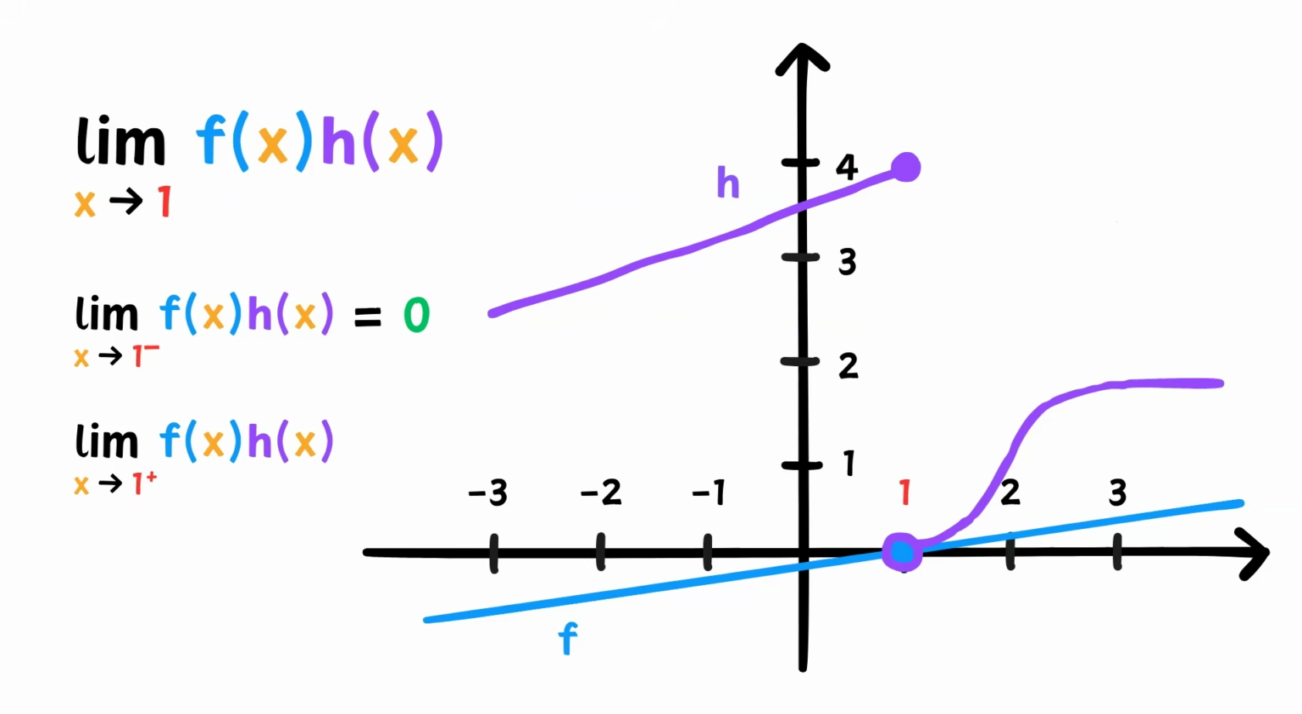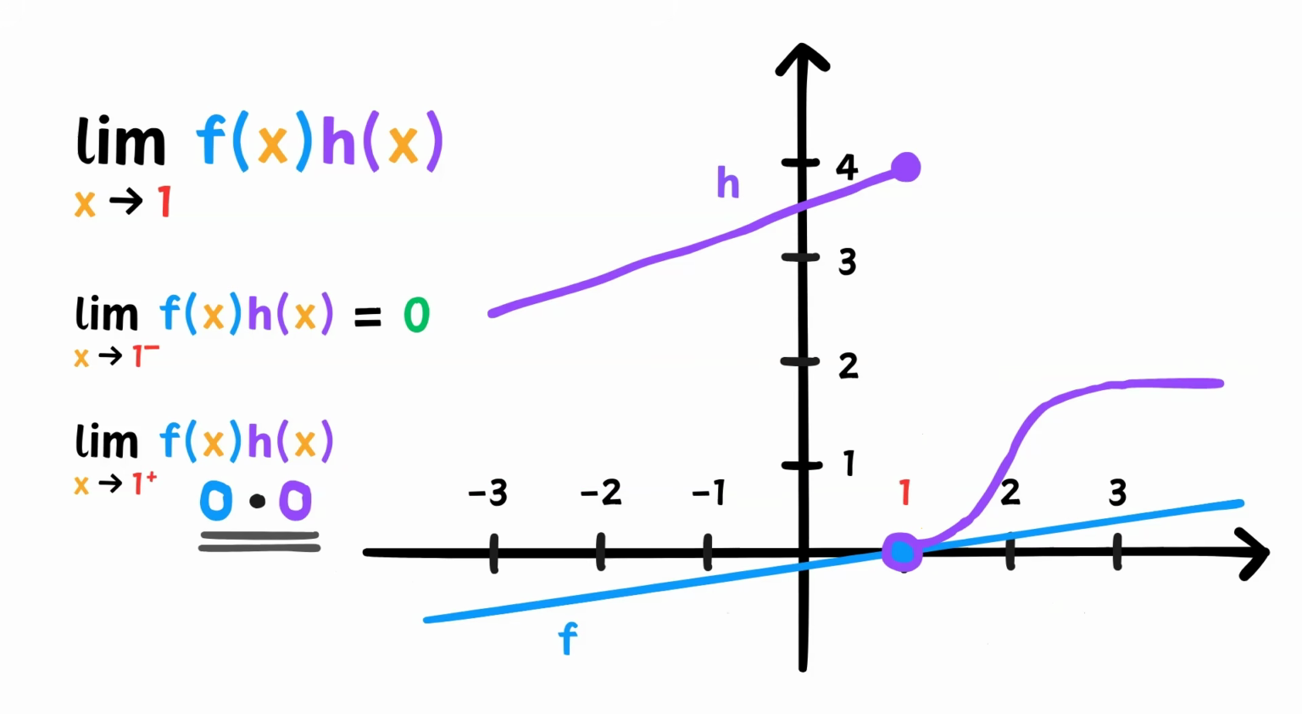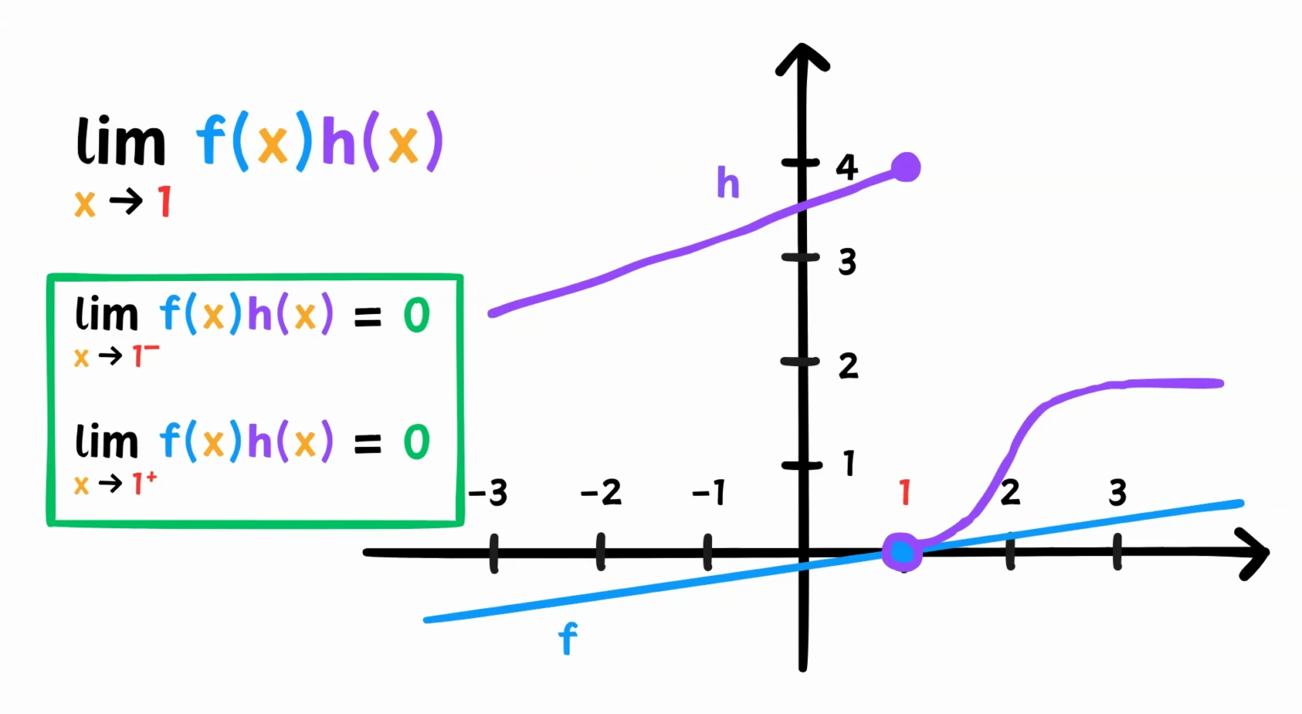Now on the right. The limit of f of x as x approaches 1 from the right is 0. And the limit of h of x as x approaches 1 from the right is also 0. So the limit of f of x times h of x from the right is 0 times 0, or 0. Both of our one-sided limits are 0, so the limit of f of x times h of x as x approaches 1 is 0. So that's the limit of the product of functions.